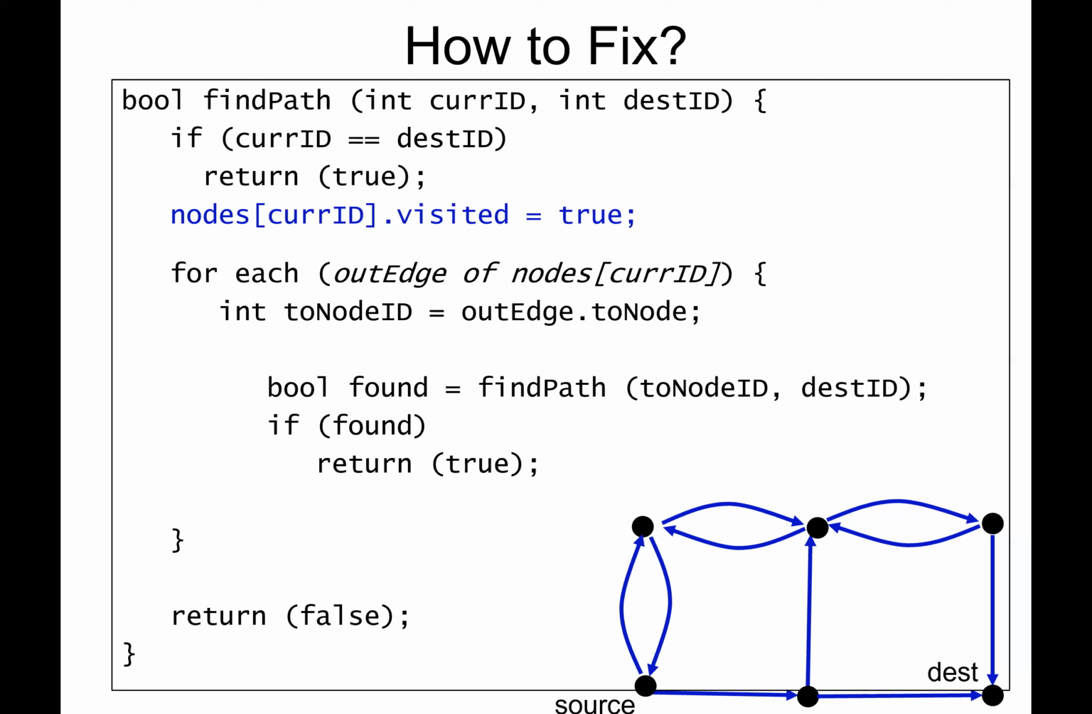So I'm adding a new field to it called visited. And visited is going to be initialized before I start this routine to false for everything. But when I get to a node, I'm going to say visited is true. Does that make sense? So the first time I get to a node in my search, I set its visited flag to true. What else do I have to do?